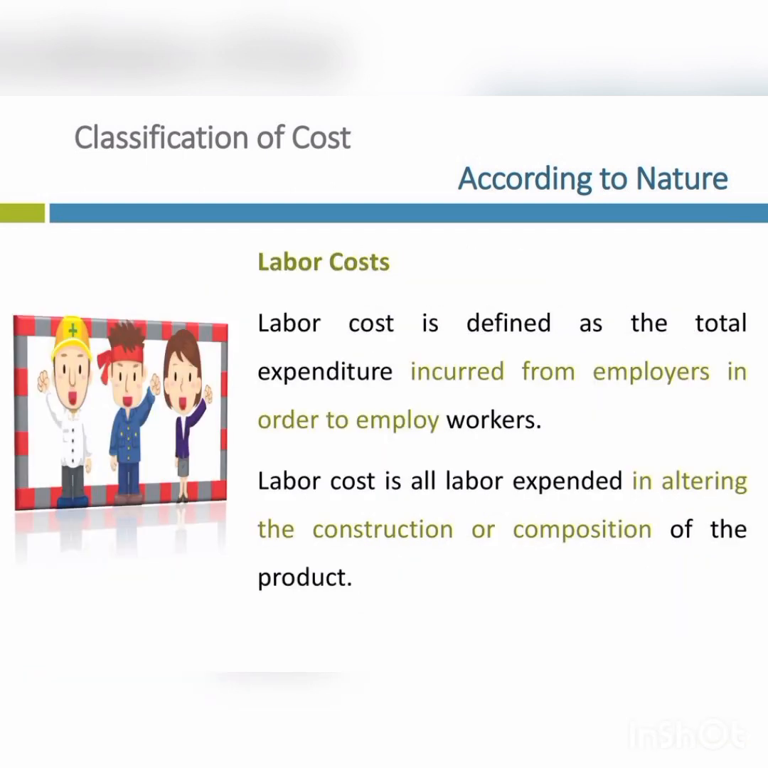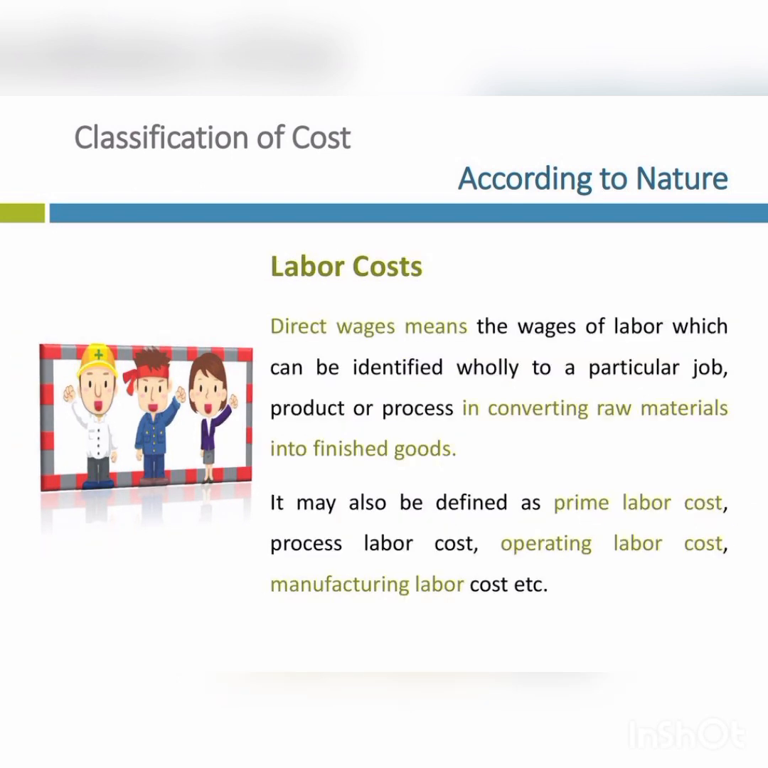According to nature, we have three subheadings: material cost, labor cost, and other expenses. Other expenses like wages, salary, depreciation, and utility.